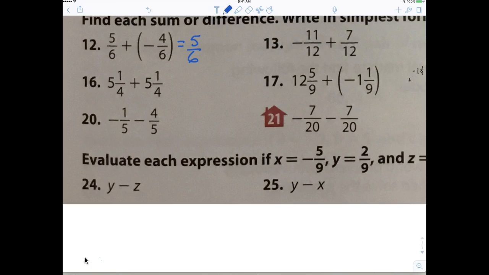5/6 plus negative... wait. I'm confused. I know. That's why you look up. Oh, 5/6 minus 4/6. That's all, girl. Right? Okay. You agree with me?